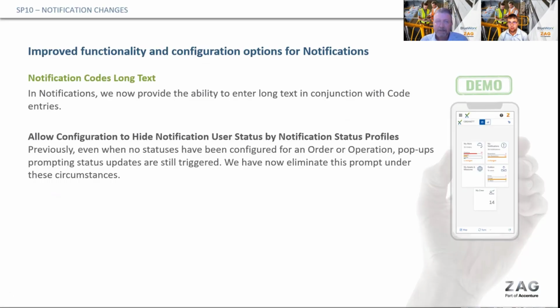Okay, so the next area is around notifications and at user request, we've now given the ability to maintain long text for notification codes, so not just at the header level, but in the items, causes, tasks, etc. And I'll demonstrate that shortly. And we've also provided the ability for you to be able to hide some of your notification statuses so that they can't be set on device, again at customer request.